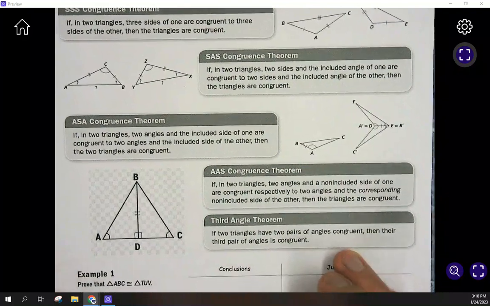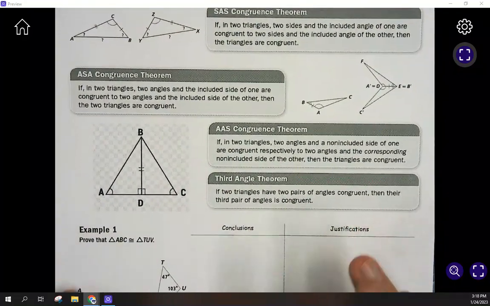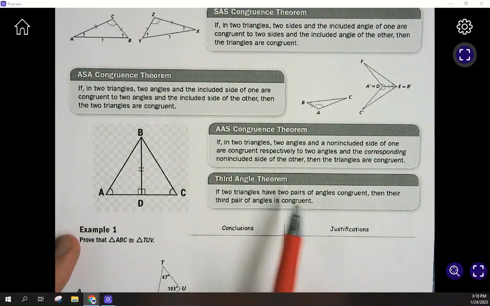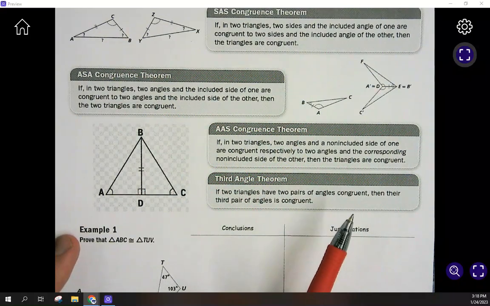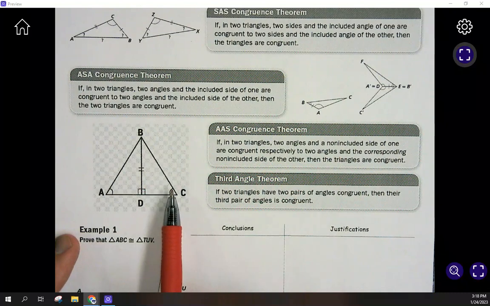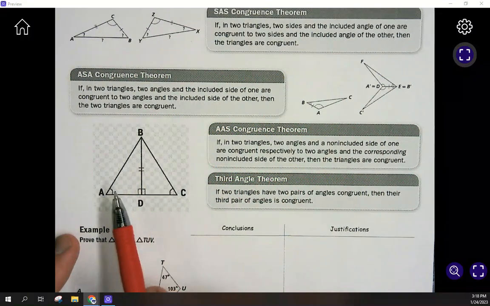Okay, so we'll start using that a little bit more. All right, and the last theorem we're going to use here in our proofs is called the third angle theorem. It says if two triangles have two pairs of congruent angles, then their third pair of angles is congruent as well. For instance, over here, we already know that A equals C.